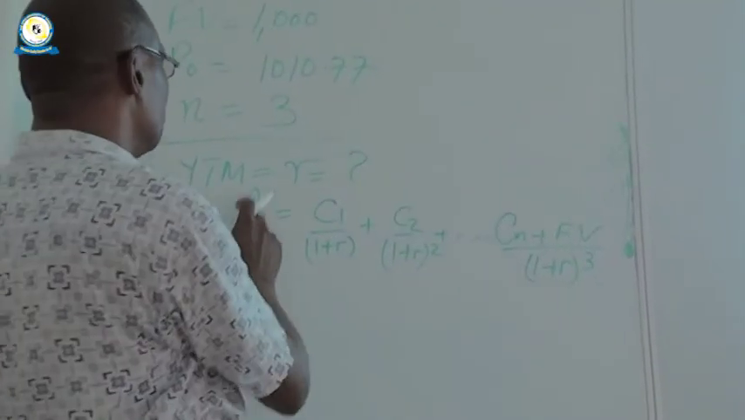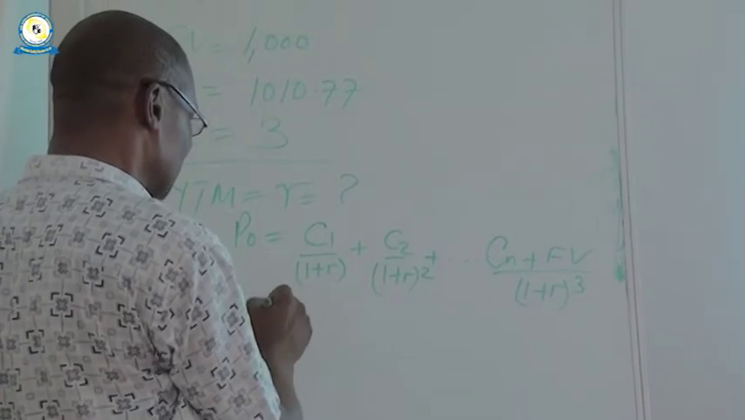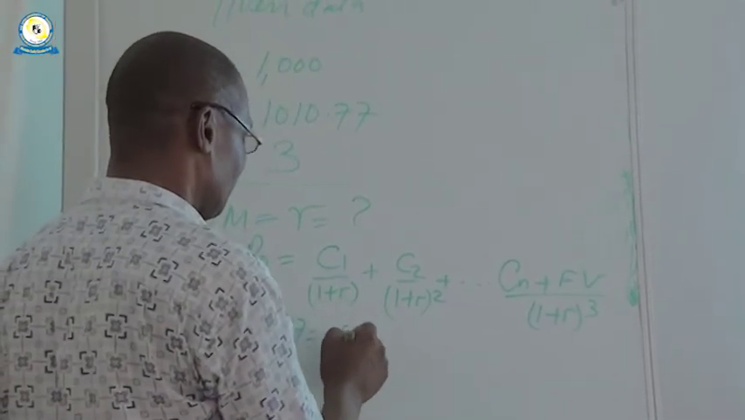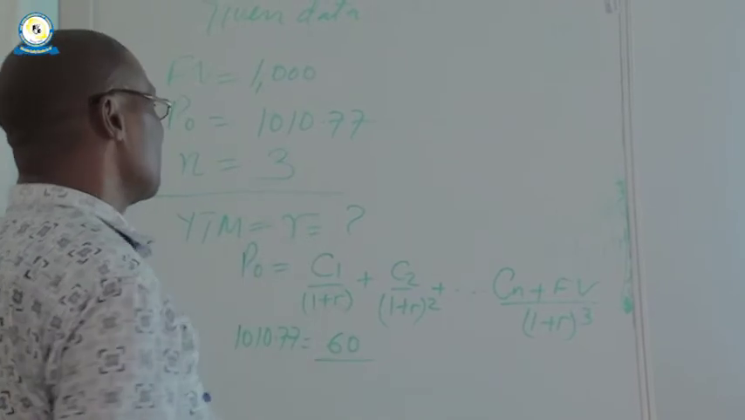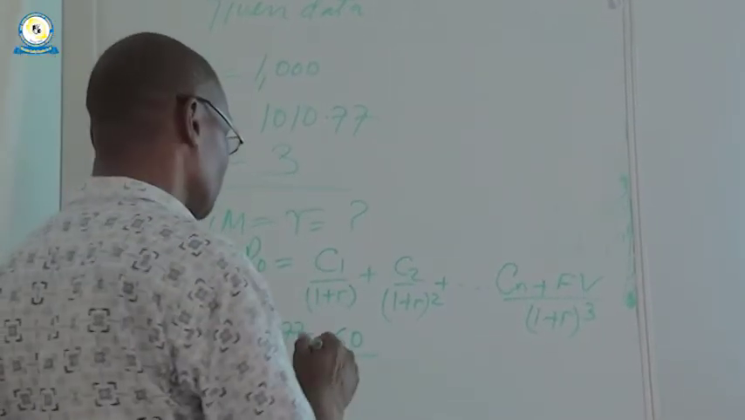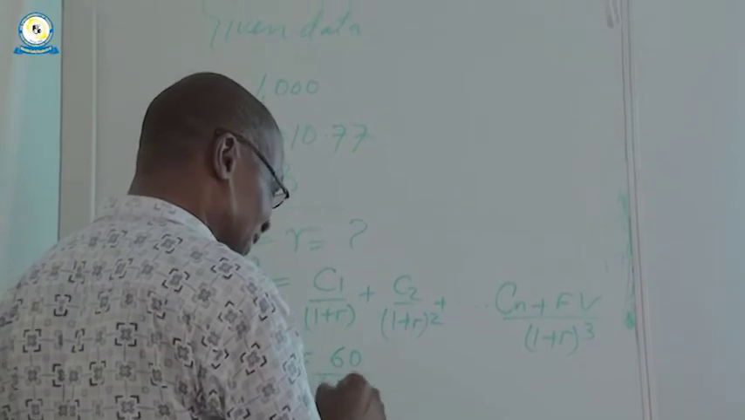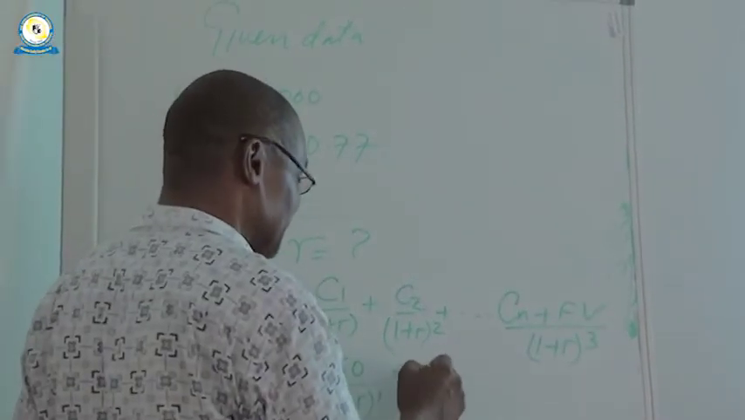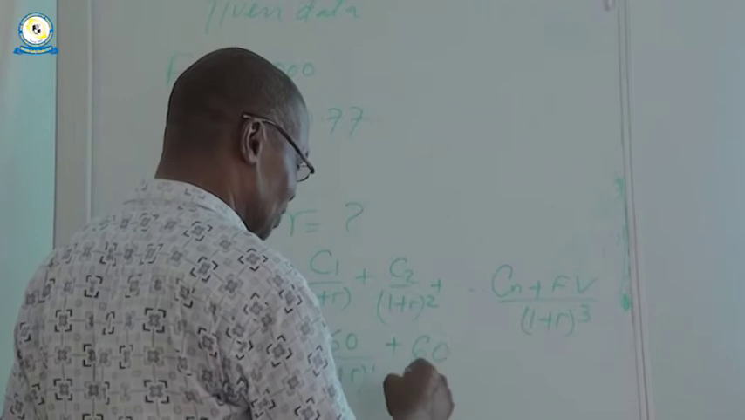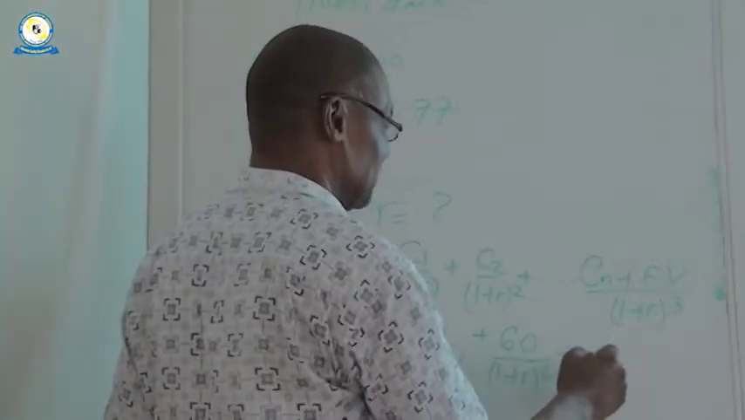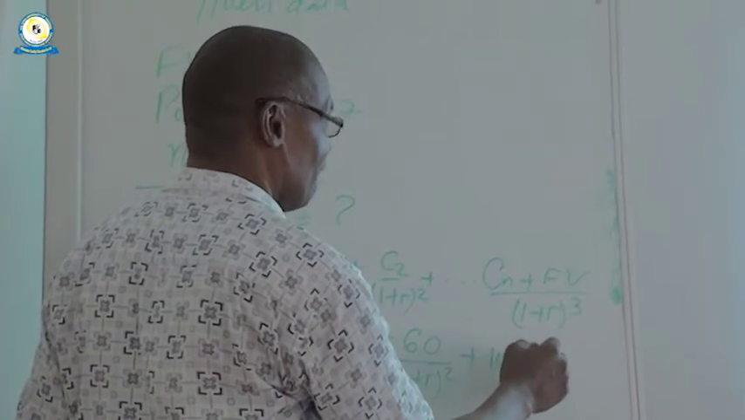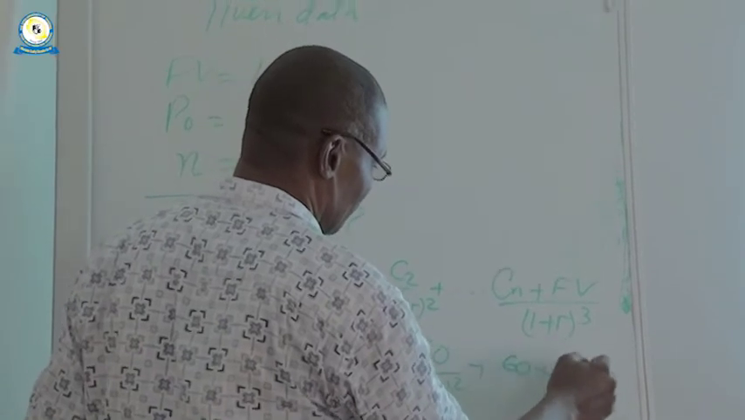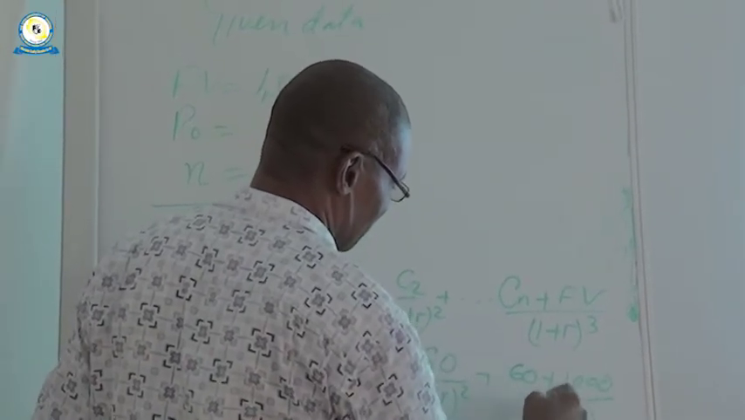Now we put P naught, we are given it's 1,110.77. C1 is 60 according to our first example, over 1 plus R. Now we don't have R here, it's the one which we are looking for, plus 60 over 1 plus R squared, plus 60 plus 1,000 over 1 plus R power 3.